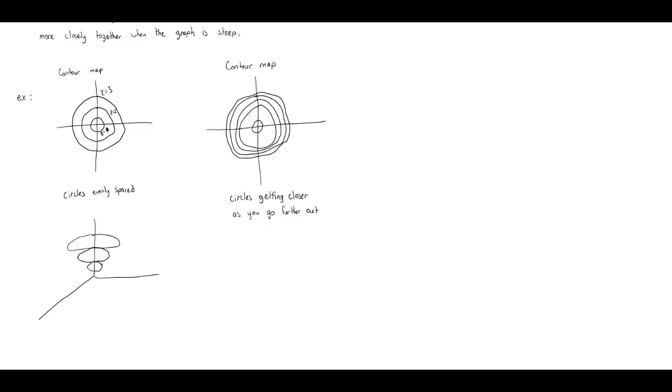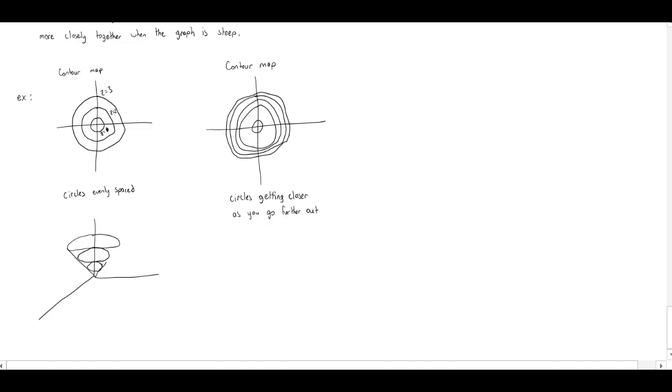So to me, the cone is going to be the one on the left. All right. Because remember that the cone rises at a constant pace. So that will be reflected in how the circles are evenly spaced out. All right.